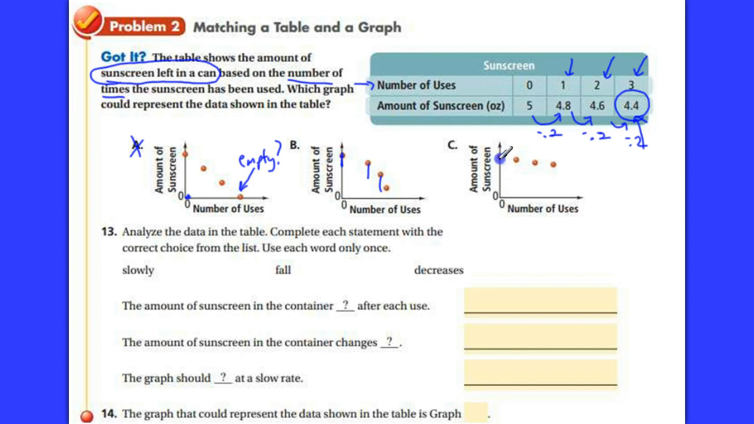So let's look at C. When I look at C, it looks like that decrease is pretty similar each time. So I think that C is our best answer to the graph that probably most accurately shows that particular table.